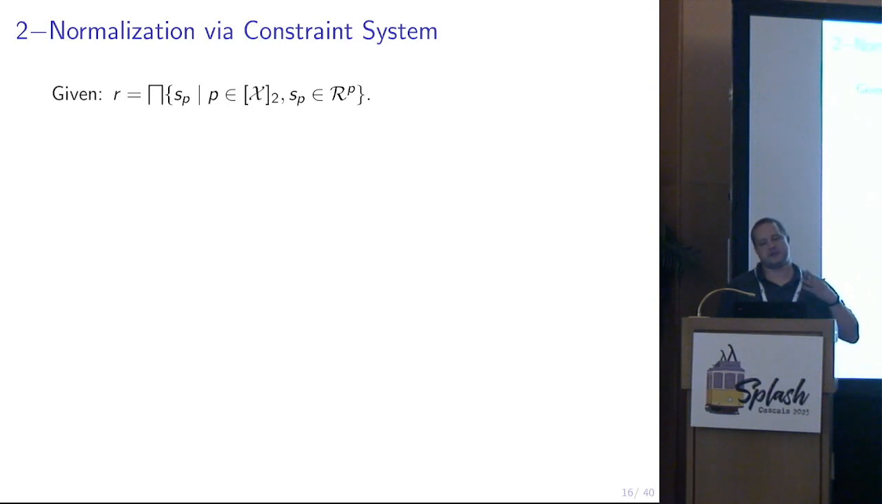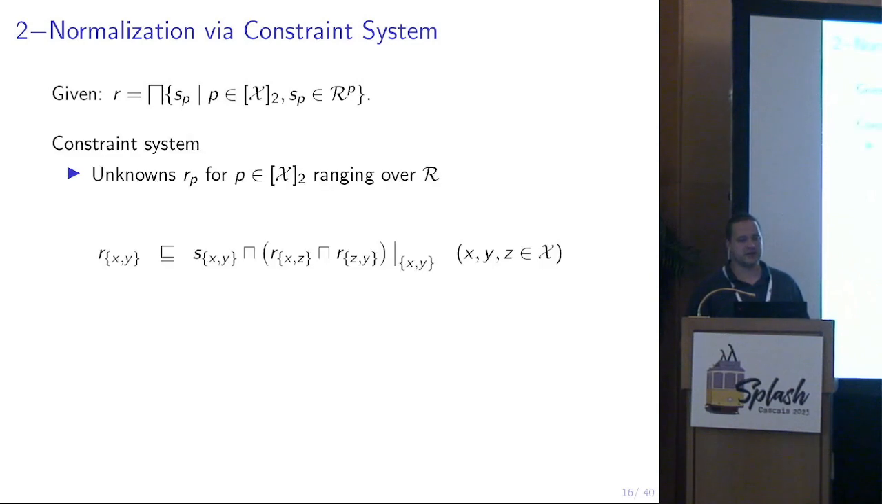So then we tried a different angle and considered this 2 normalization via a constraint system. And once again, here we are given some abstract relation R that is given by these 2 clusters. And we introduce unknowns for each of these 2 clusters. And basically, we try to write down all of the improvements, or the constraints correspond to the improvements that can be made. So we consider the initial value for x, y, and then we consider the improved values if I go via z for all of these variables that appear here.